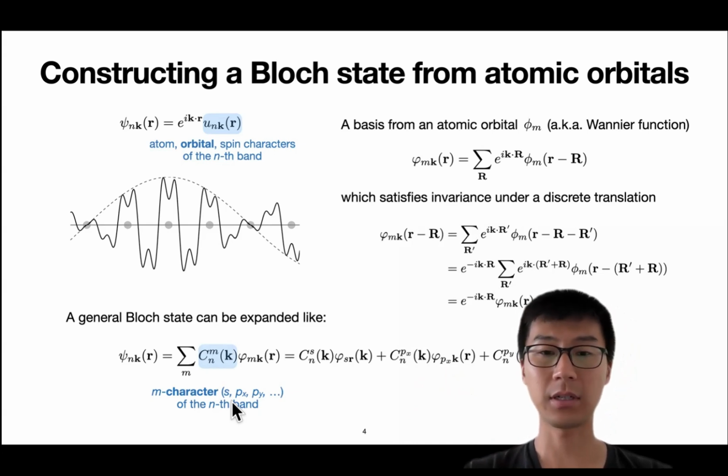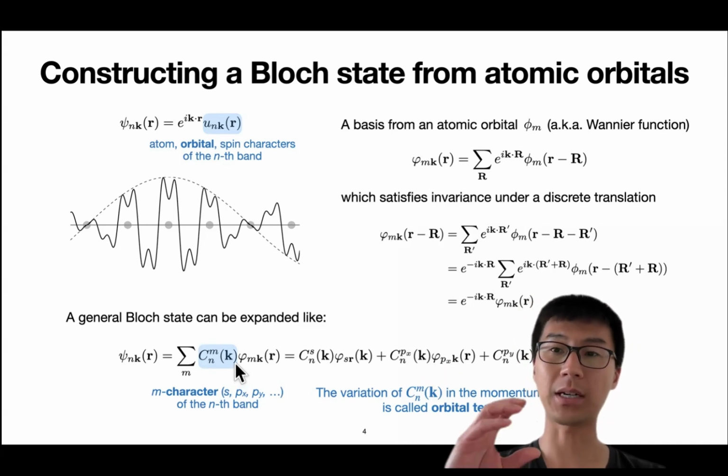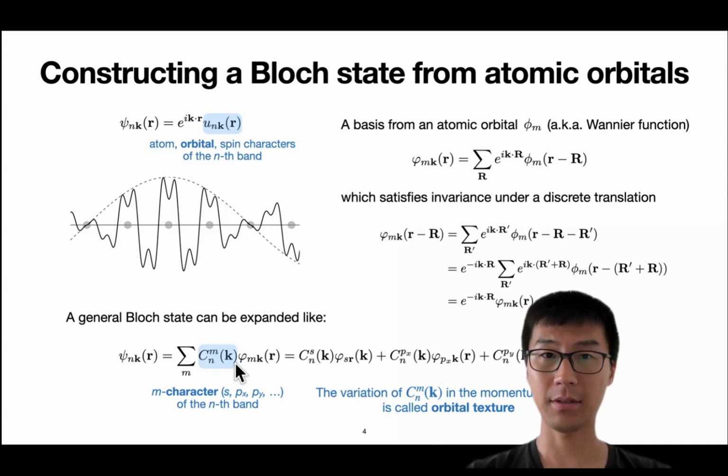Another very important feature that I want to emphasize is that C is a function of k in momentum space. It's not a constant. So C changes in k space. Therefore, orbital character changes smoothly in momentum space generally. And this is called orbital texture.